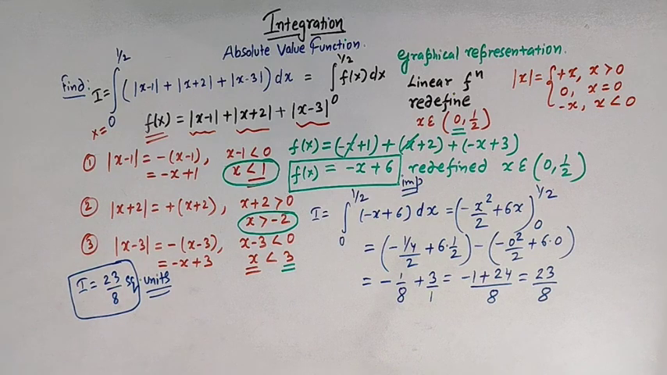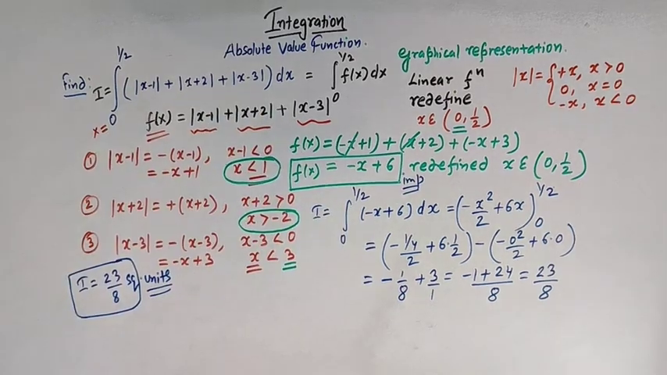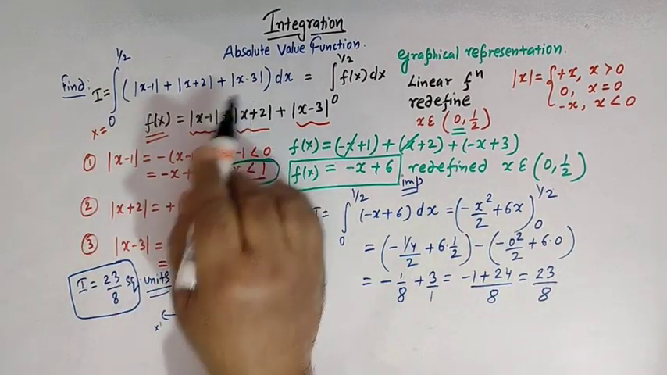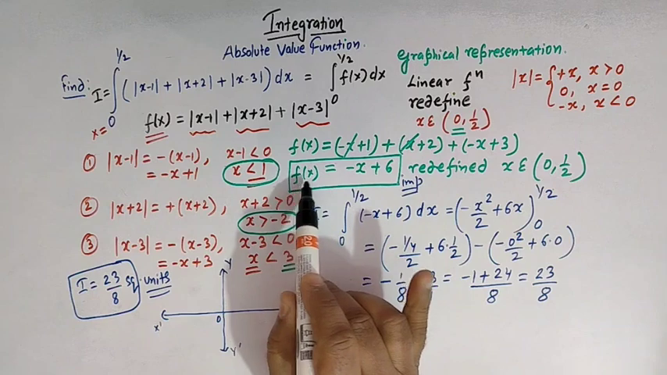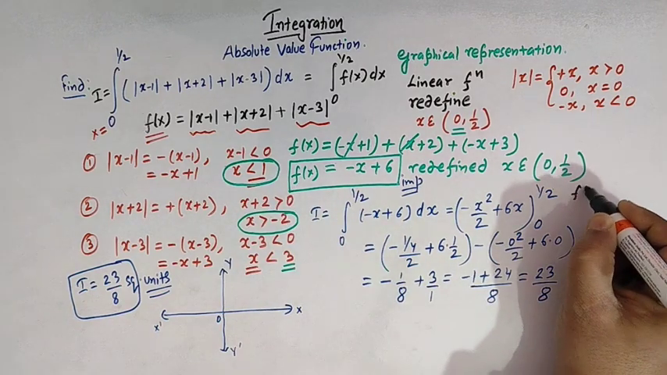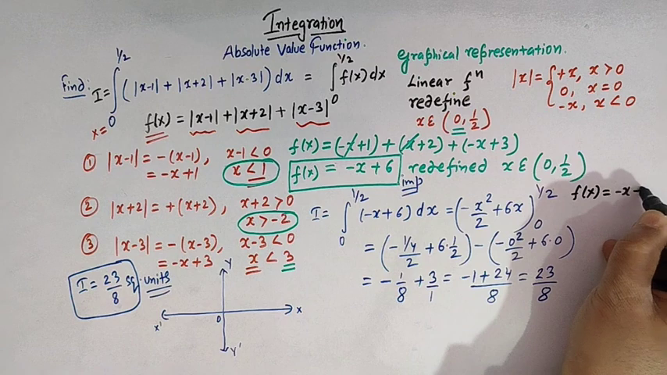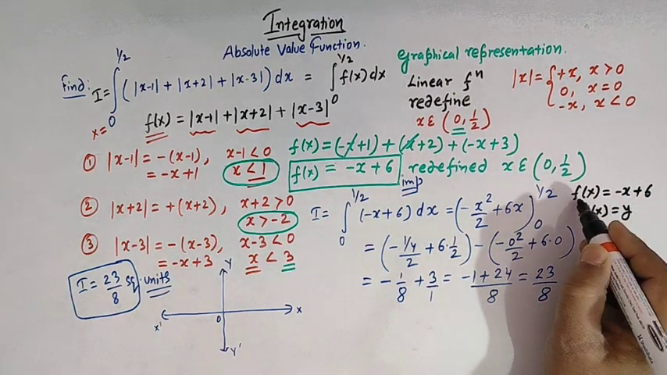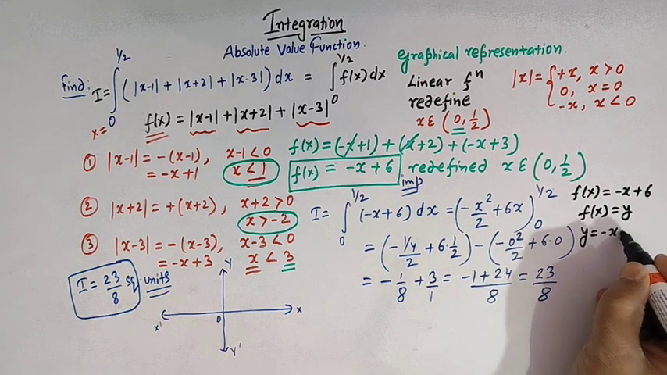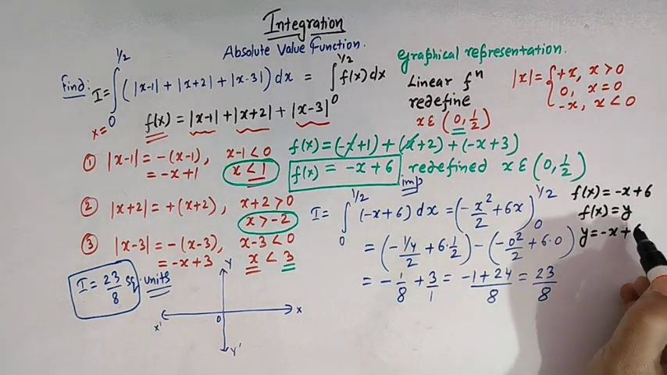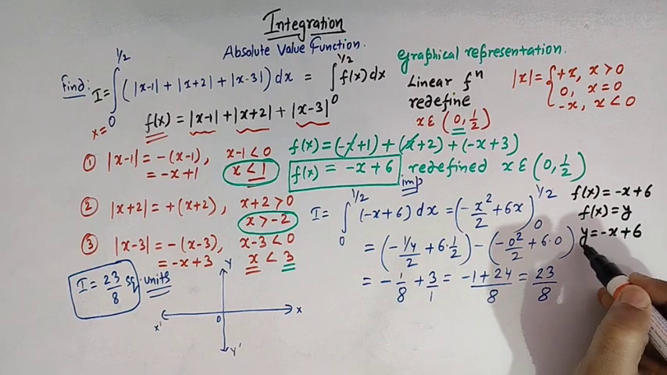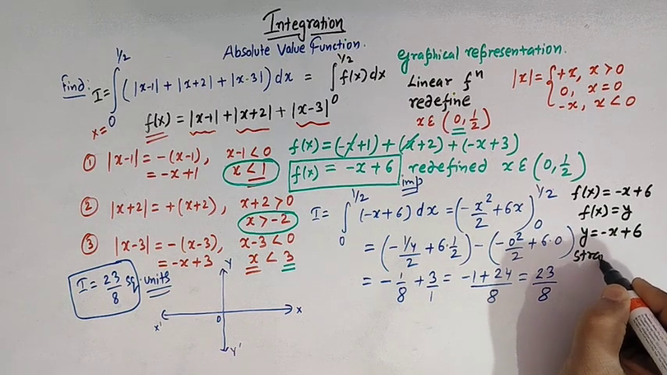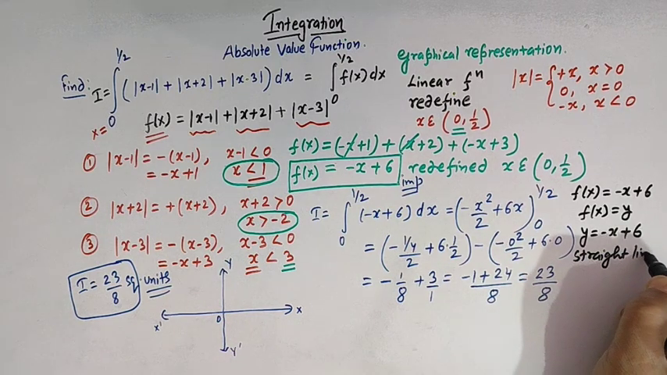Now let us see the graphical representation of this integral. So to see the graphical representation of this integral, let us take the function f of x, right? So f of x is minus x plus 6, right? So now if we take f of x is equal to y, then we can write y is equal to minus x plus 6, right? So here we have a linear function, right? So y is equal to minus x plus 6, and it represents a straight line.